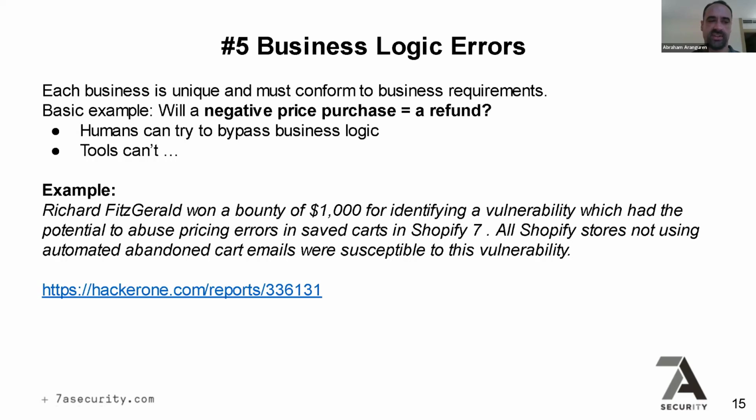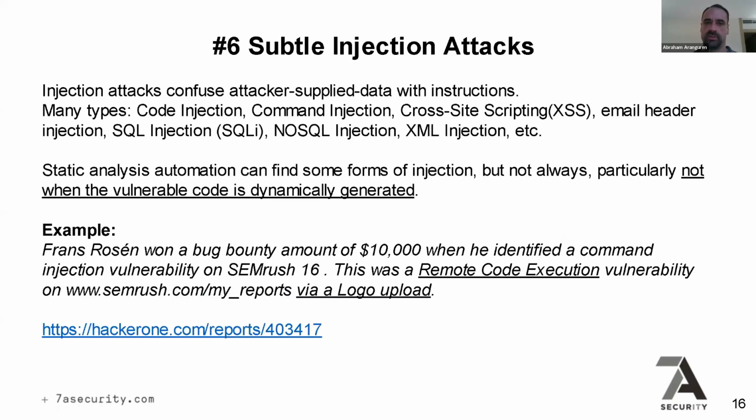Now, even more important is business logic errors. Business logic is super tricky to test, and this is going to vary depending on the business. Automated tools will completely fail at stuff like that. So, for example, if you buy with a negative price, will you get a refund? Things like that. This is an example of a bug in Shopify related to this.